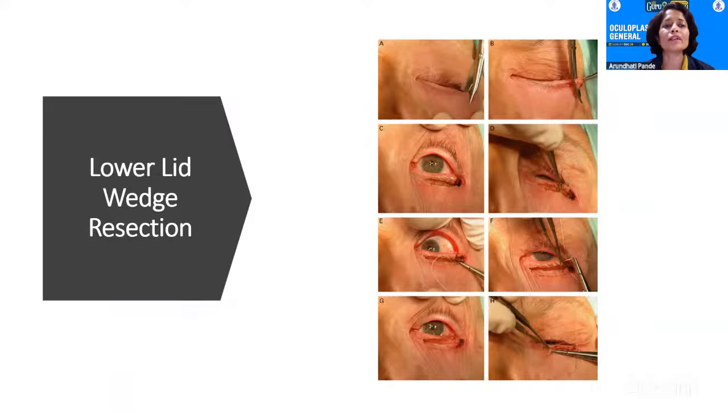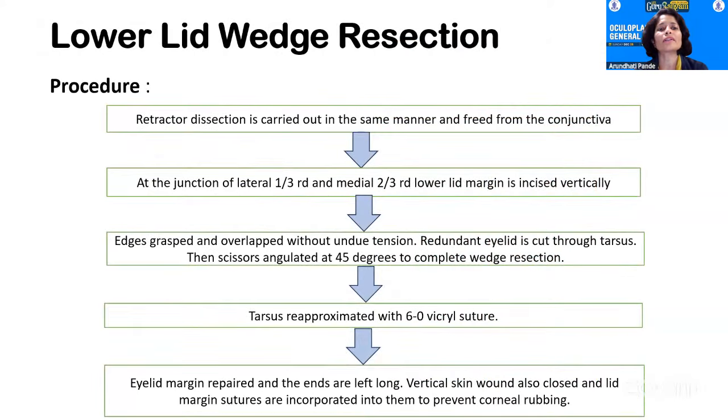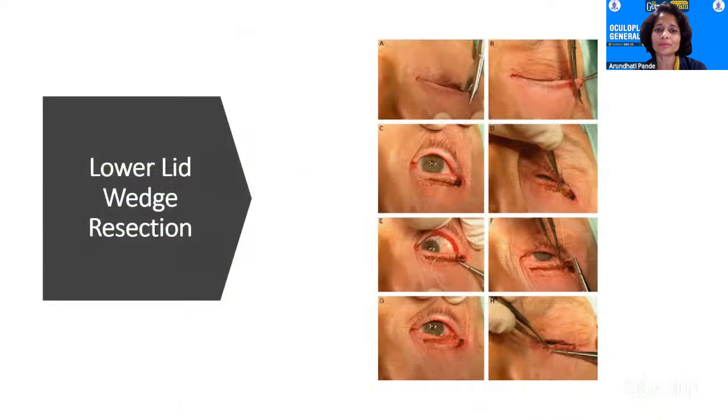And this is a lower lid wedge resection. So what is done is a retractor dissection is carried out in the same manner and freed from the conjunctiva. At the junction of the lateral 1/3 and medial 2/3, the lower lid margin is incised vertically. Edges are grasped and overlapped without undue tension. Redundant eyelid is cut through the tarsus. Then scissors are angulated at 45 degrees to complete the wedge resection. And the tarsus is reapproximated with 6-0 Vicryl. The eyelid margin is repaired and ends are left long. The vertical skin wound is also closed and lid margin sutures are incorporated into them to prevent corneal rubbing. So these are the pictures of the lower lid wedge resection.